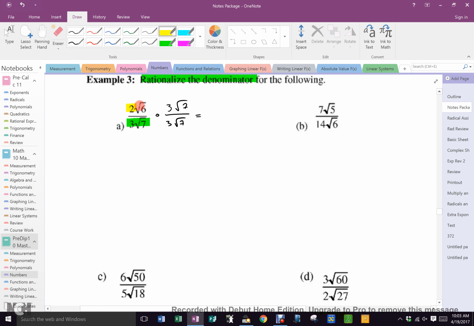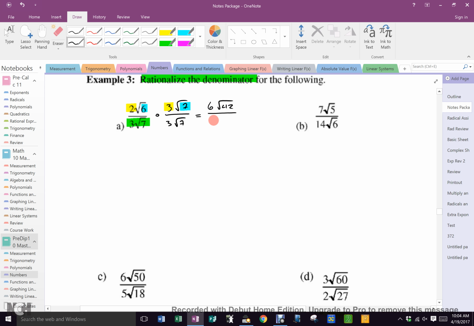What happens with 2 and 3? 6. And what happens with 6 and 7? 42. Over, what happens with 3 and 3? 9. And what happens with 7 and 7? It's 49, but it's root 49, so it's 7. So I get 6 root 42 over 63. Is everyone okay with that?